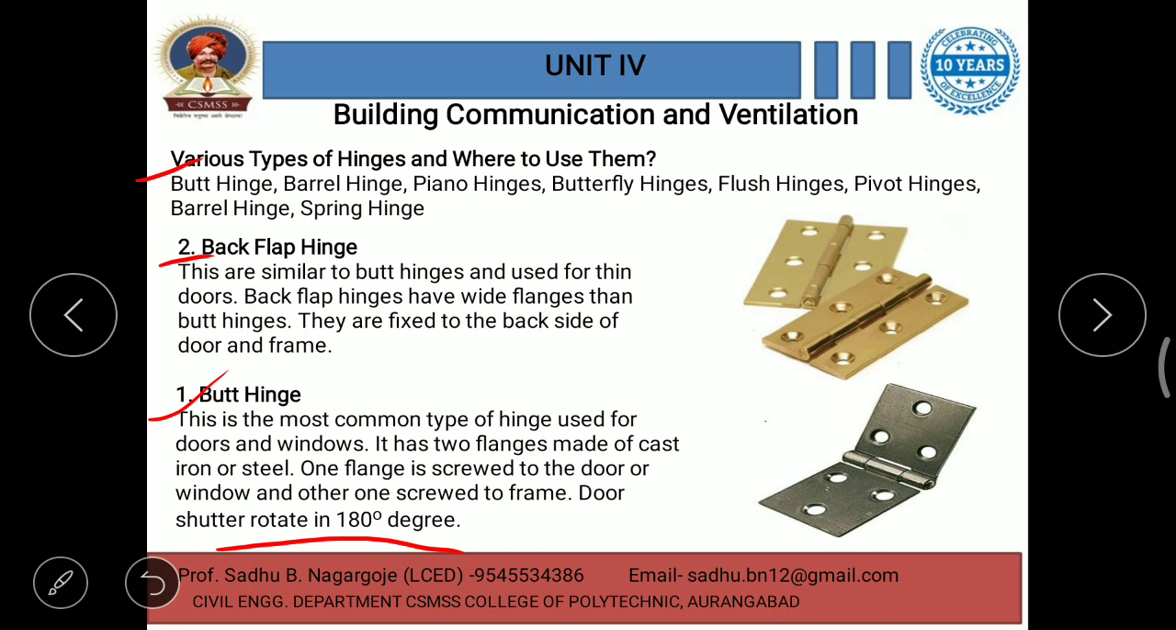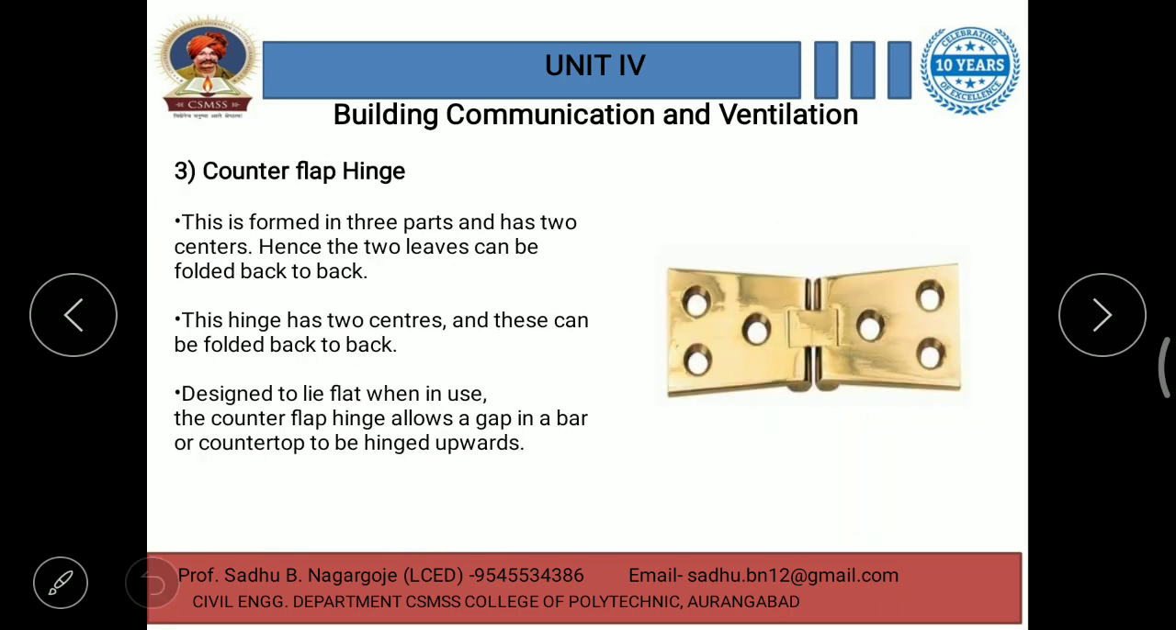The second one is the back flap hinge. These are similar to butt hinges and used for thin doors. Thin doors means doors having less thickness. Back flap hinges have wider flanges than butt hinges. That is the basic difference. They are fixed to the back side of the door and frame, and that's why they are named back flap hinge. The next type, third, is the counter flap hinge.